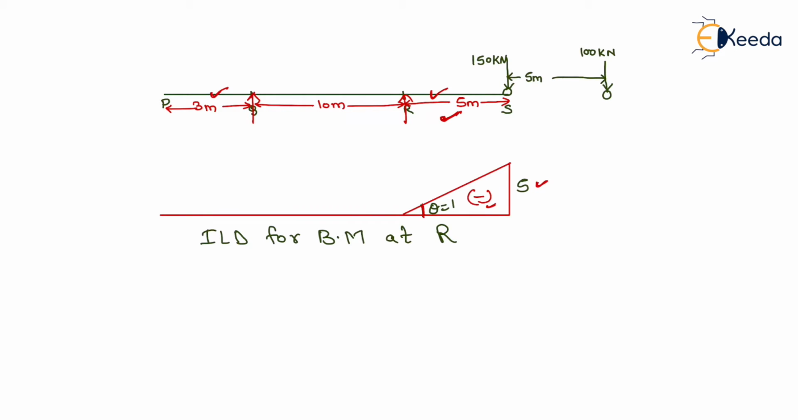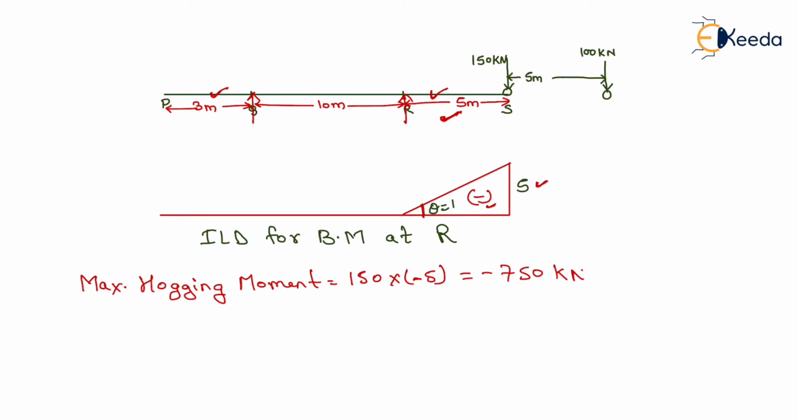Now what will be the condition for the maximum hogging moment? For maximum hogging moment, we have to place the 150 kN load so that it will be multiplied by the maximum ordinate and we will get the maximum hogging moment. We multiply the load with the ordinate, that is 150 into minus 5. We will get the moment as minus 750 kilonewton meter.